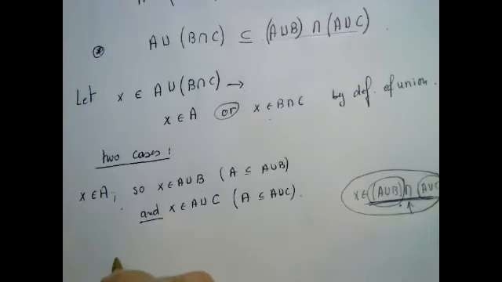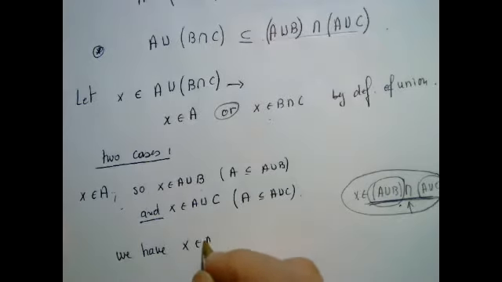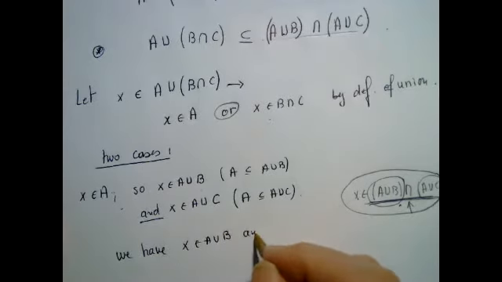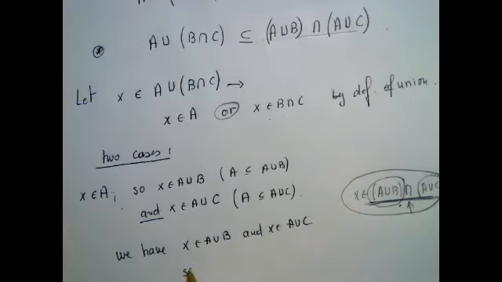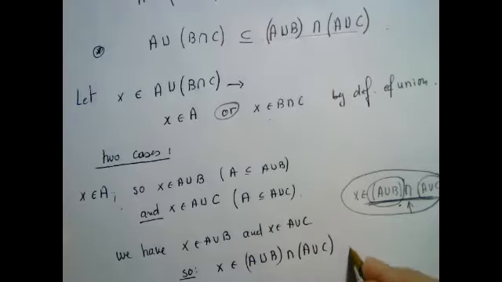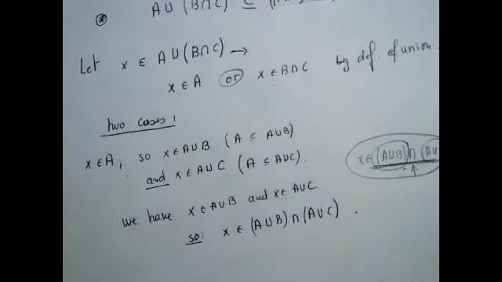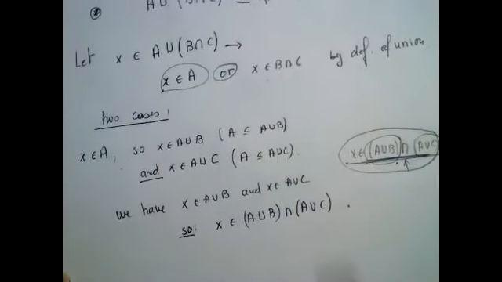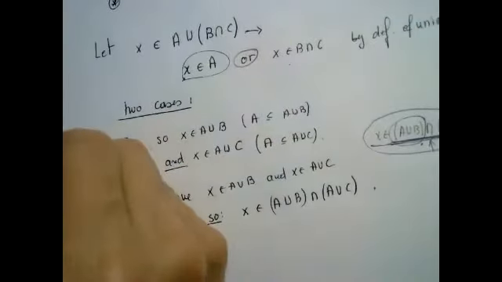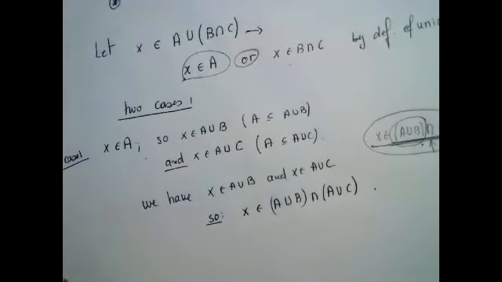So now I have X in A union B and in A union C. So X is in the intersection. So the first case is done. Okay, so if it lands in A, it has to land in here. That's case 1. Now case 2.